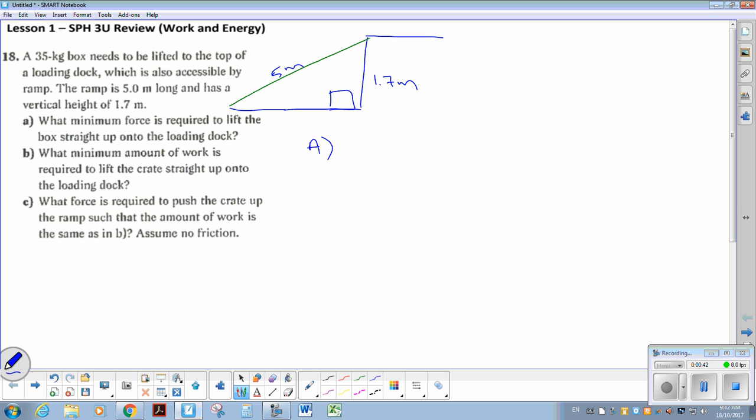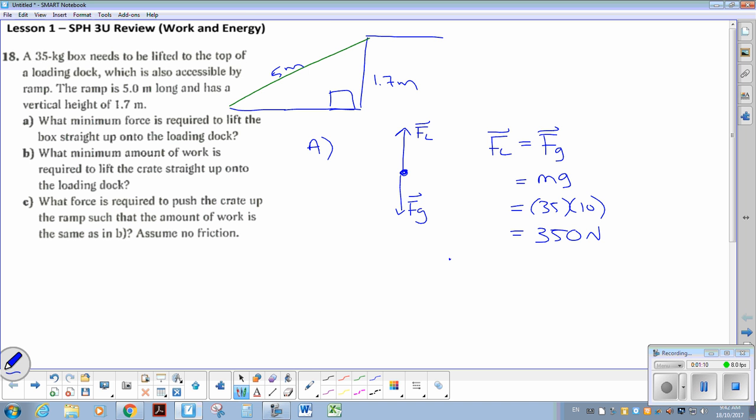So for part A, if we look at the box here, we want to lift it straight up. So our force of lift. In order to lift it, what are we fighting against? Well, from our free body diagram, the only thing that is acting down on this box is gravity. So that tells me that my equation, force due to lift, is equal to force due to gravity, mg, or 35 times 10, and that gives me 350 newtons. So that is the minimum force required to lift the box.